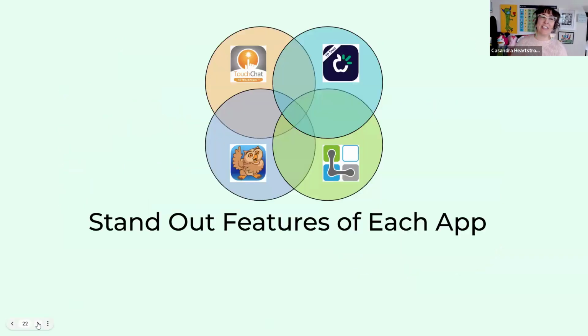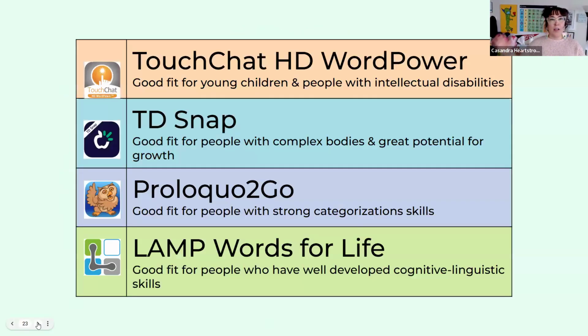So now we're going to just look at some standout features of each app. I have just a very general what population is good for each app. What does the app really do very well? Touch Chat HD Word Power is a really good app for young children and people with intellectual disabilities.